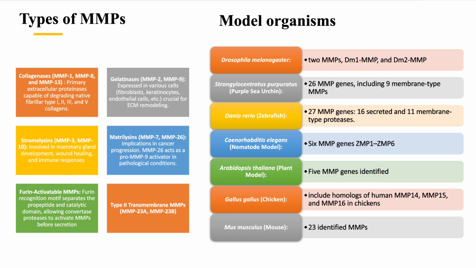Researchers are still looking to identify and study MMPs from the chicken genome. Although it is unknown how many MMPs are present, the few that have been currently identified include the homologs of human MMP 14, 15, and 16.